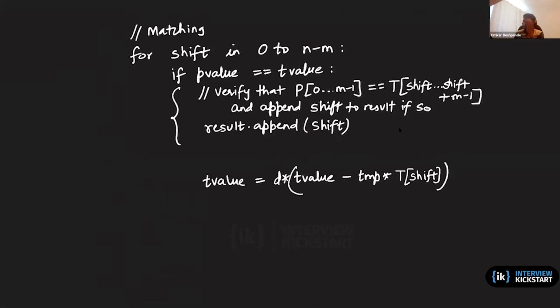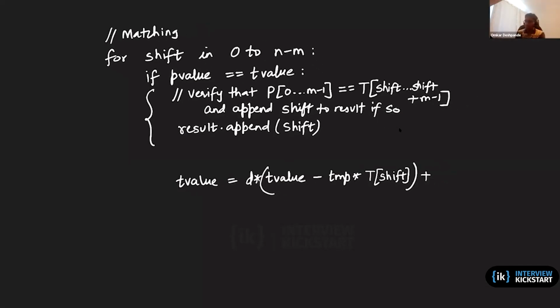So we take this, multiply it with d using Horner's rule, and then we add to that the rightmost digit, which is coming into the new window. The old window was from shift to shift plus m minus 1. The next window is going to be from shift plus 1 to shift plus m. So the rightmost digit in the new window is at index shift plus m. So that's what we need to add, t of shift plus m.